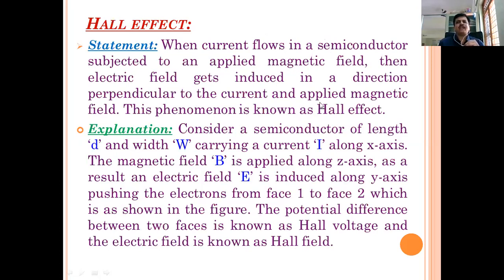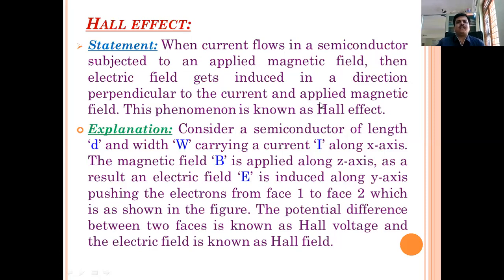Now, when I have three fingers which are mutually perpendicular, if the forefinger directs the direction of the current flowing, and the middle finger directs the direction of the magnetic field applied, then the electric field gets induced in a direction mutually perpendicular to these two, towards the direction of the thumb, which gives the direction of the electric field that gets induced.